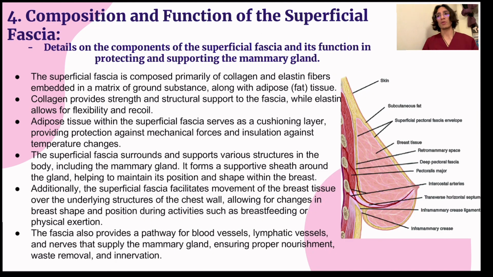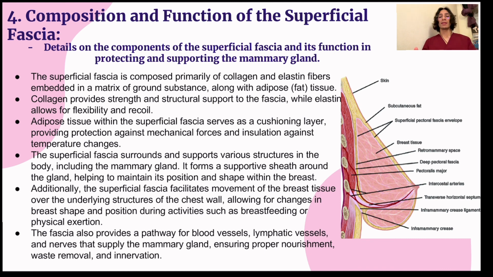Now, composition and function of the superficial fascia. The superficial fascia is composed primarily of collagen and elastin fibers, embedded in a matrix of ground substance along with adipose tissue. Collagen provides strength and structural support to the fascia, while elastin allows for flexibility and recoil. Adipose tissue within the superficial fascia serves as a cushioning layer, providing protection against mechanical forces and insulation against temperature changes.